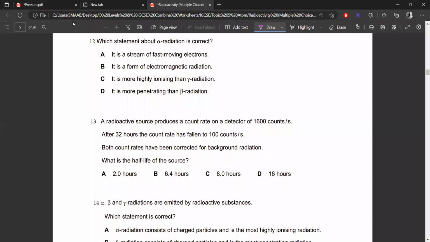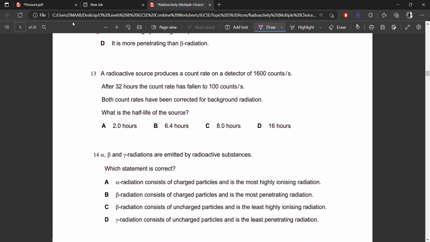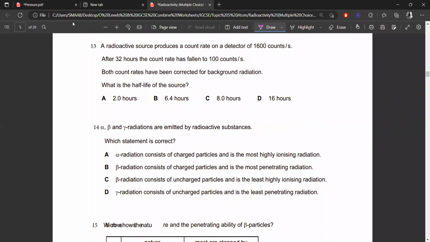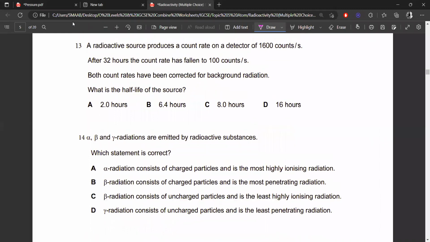Okay, question number 12 is also very easy. C. It is more highly ionizing than gamma, yes. And question number 13 is again related to half-life.